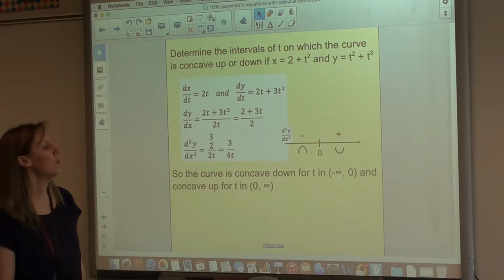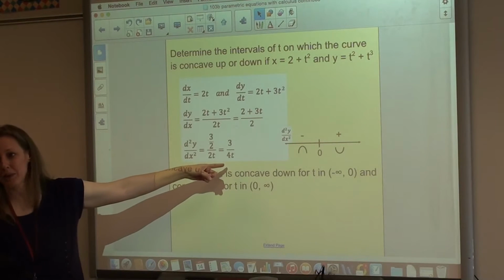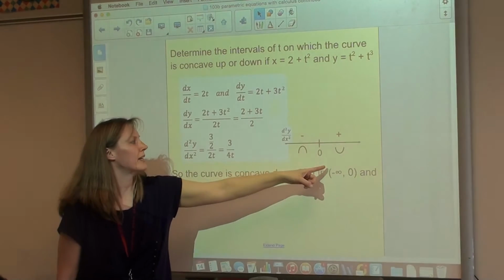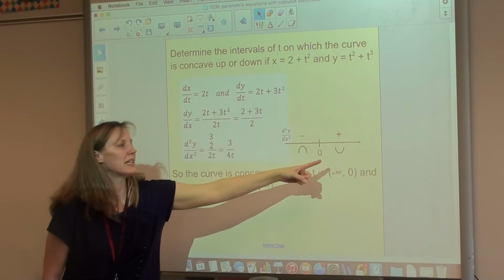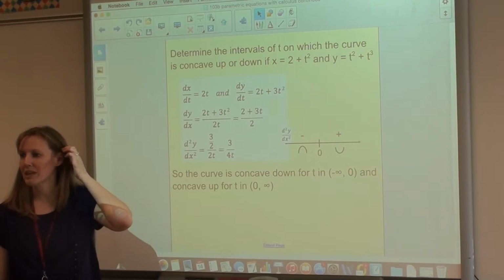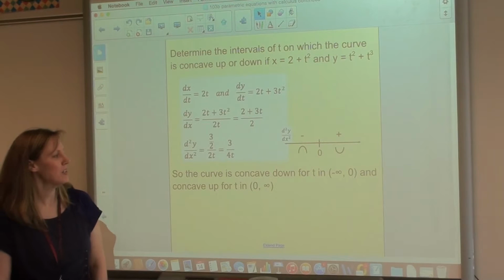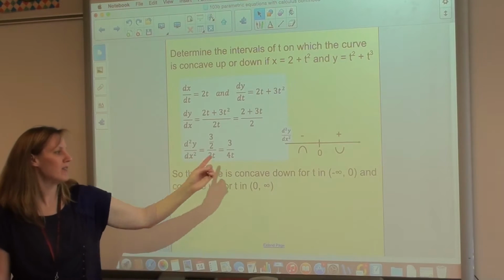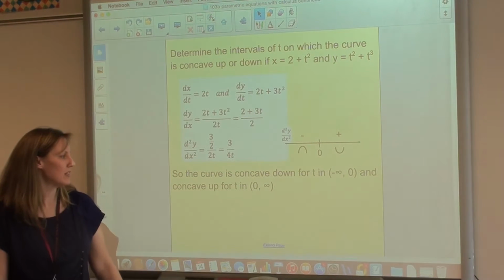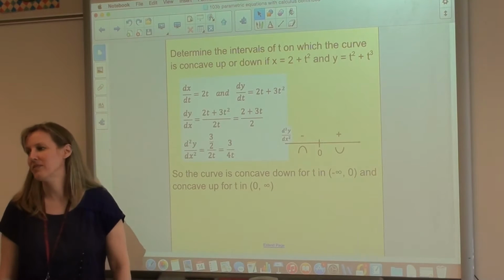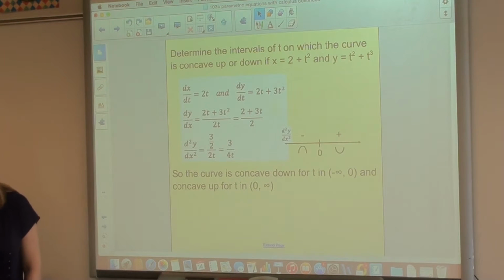So now our only critical number is 0. So we put 0 on our sign line, and then we plug into the second derivative, right? We're determining concavity. So we plug into the second derivative. The function is concave down for all negative values of t and concave up for all positive values of t.